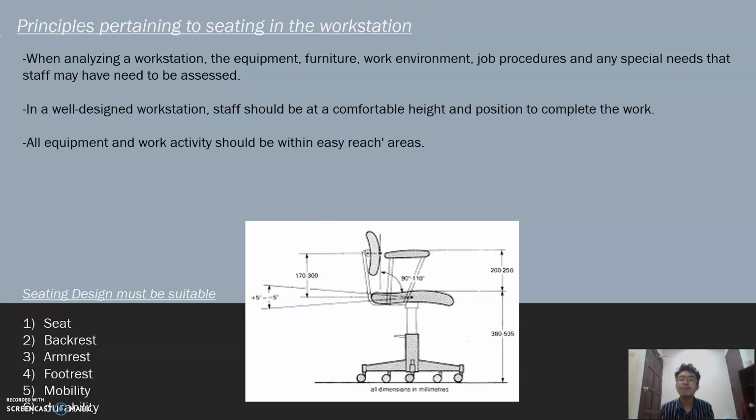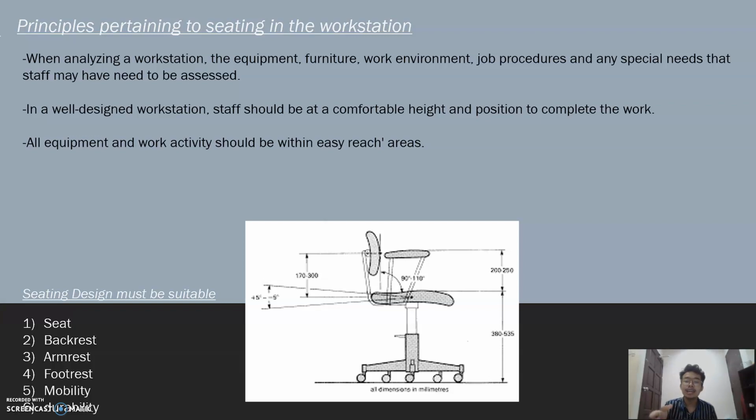So proceeding on, principles pertaining to seating in the workstation. In this topic, we will analyze workstation equipment, furniture, work environment, job procedures, and any special needs that staff may have that need to be assessed. In a well-designed workstation, staff should be comfortable in any height or position to complete their work. As we can see below, this is a model of a chair which is suitable for any employees that may work in an office.